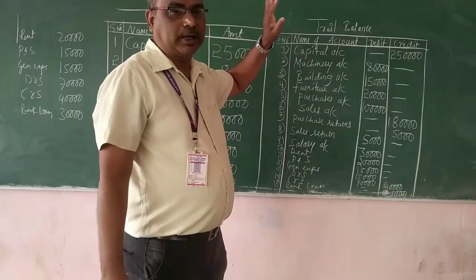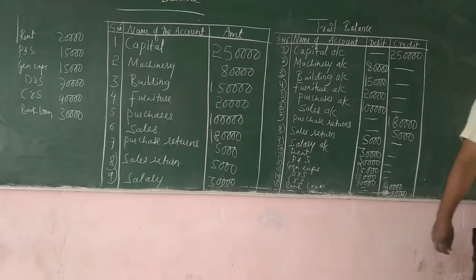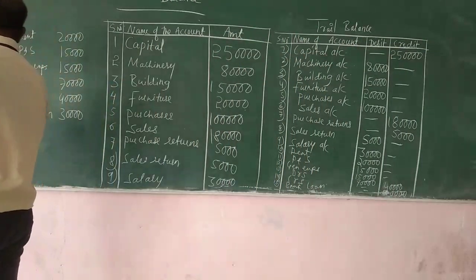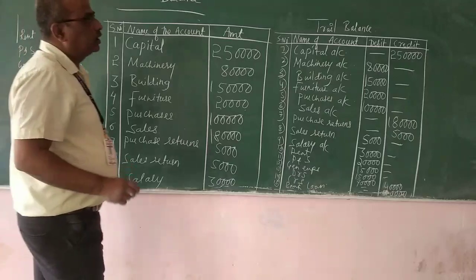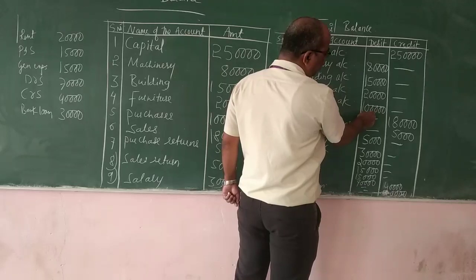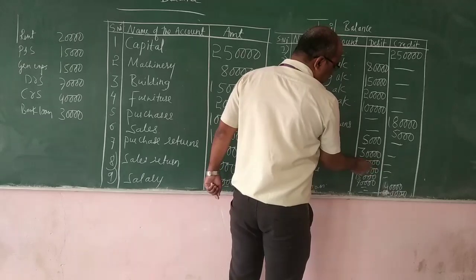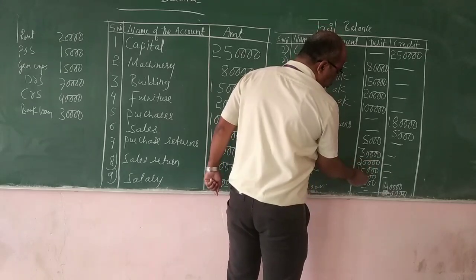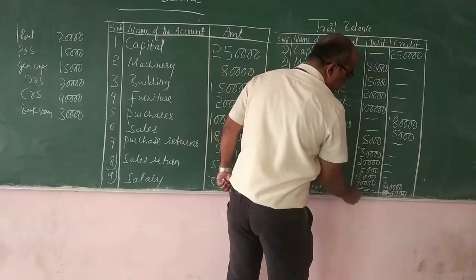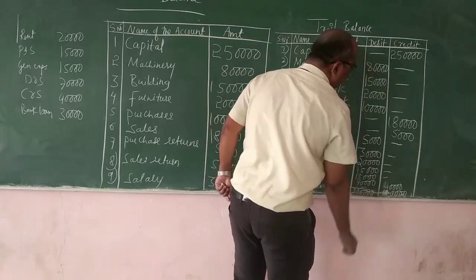In case it is not tallying, it means that you have committed a mistake in writing the accounts or in recording the transactions. So let us see now on the debit side: 80 plus 150, 230, 250... 250 plus 1 lakh, 350, 355, 385, 2 lakh 5, 235, 235 plus 70, 3,05,000. 3,05,000 is the total of the debit side.